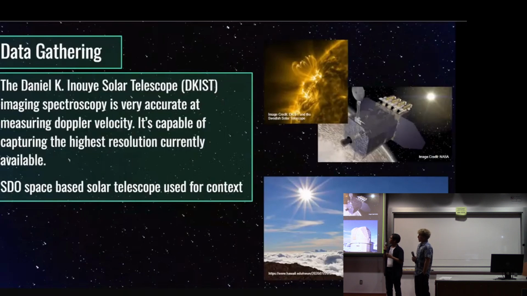So we use the Daniel K. Inouye Solar Telescope, or DKIST, imaging spectroscopy, and it's very accurate at measuring the Doppler velocity, which we'll get into later. It's capable of capturing the highest resolution currently available in the world. And we also use the SDO Space Telescope to get a broader view of the sun, whereas DKIST was used to get the really fine and nitty-gritty details, to get those high resolution data that we need.